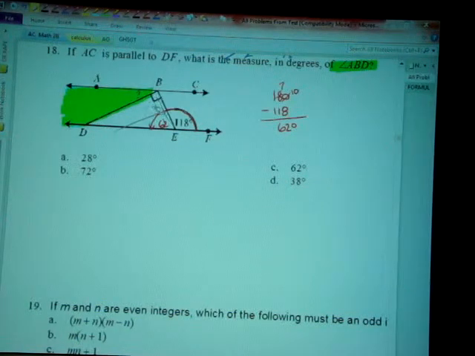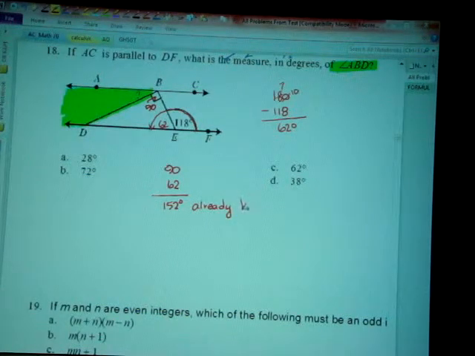Now look at this again. You already have 90 right here where the box is. That means a 90-degree angle. And 62 already accounted for. So 90 and 62, if you add those, that's 152 degrees that you already know. Alright, there are 180 degrees in the entire triangle, so if you subtract the two that you already know, that'll give you the third angle.